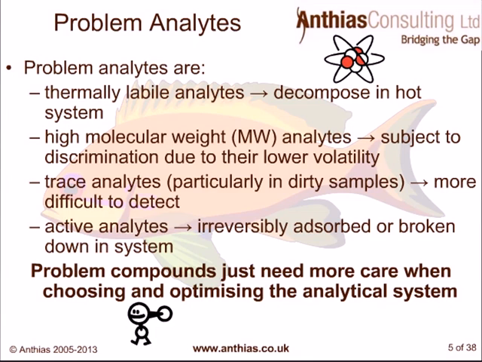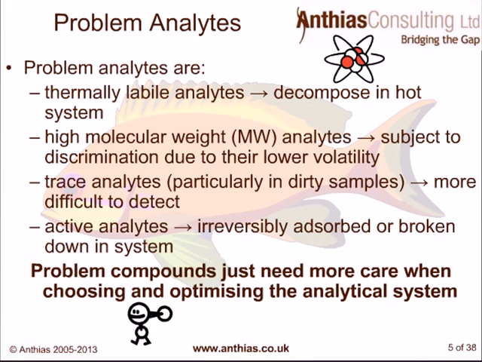Other problem compounds are things like trace analytes, particularly in dirty samples, because these are much more difficult to detect. So we want to be selecting very sensitive parts of our method. But again, if we don't quite know what the concentration is, if we set up our system to be very, very sensitive, then of course we could potentially overload and contaminate our whole system, causing lots and lots of maintenance.